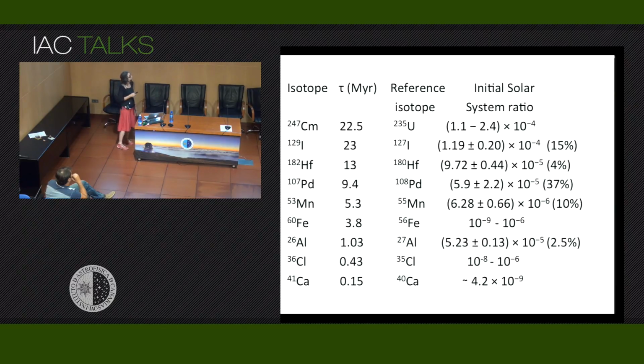And then they also vary a lot in terms of their half-life. For example, we have nuclei that decay of the order of 100,000 years.